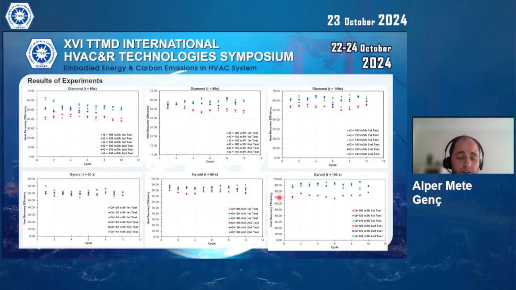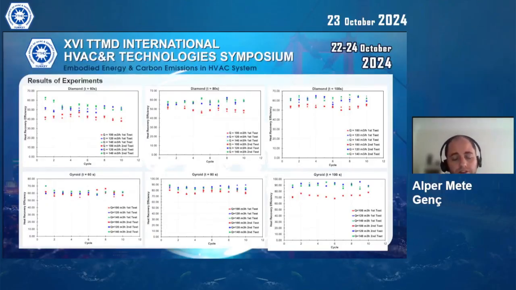However, unlike the diamond geometry, the efficiency values exceed 90% at some points. In addition, the heat recovery efficiency values are very close to each other for all flow rates. Accordingly, it can be said that the flow rate does not have much effect on the gyroid heat exchanger.